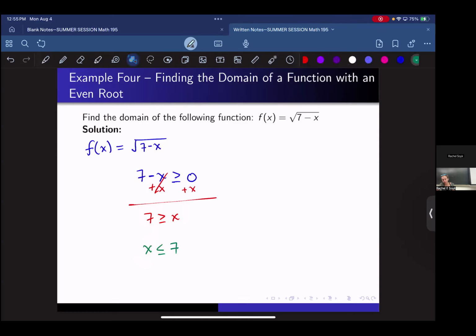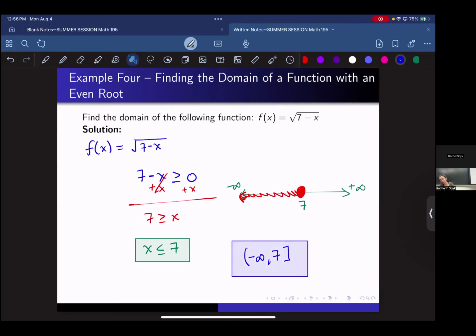So this is our domain, but now we want to write this in interval notation. What does this look like on a number line? We're looking at all values that are less than or equal to 7. So we're including 7 and we're looking at all values less than 7. So from interval notation perspective, this is just negative infinity all the way up to 7, hard bracket. And this is our domain.